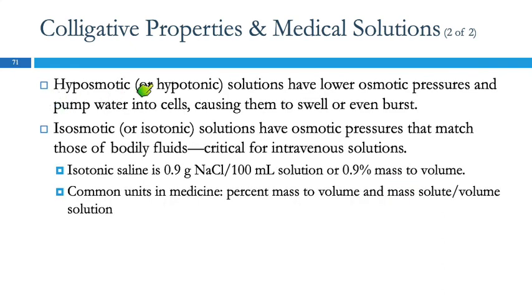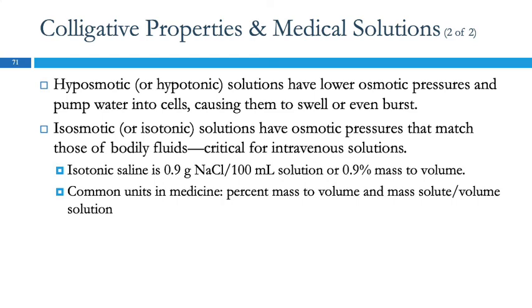So hypoosmotic or hypotonic will pump water into the cells, causing them to swell or burst. And what you want is isoosmotic or isotonic fluids. So isotonic saline is 0.9 grams of sodium chloride per 100 milliliters of solution, which would be equivalent to a 0.9% mass to volume concentration. So why would they use grams over milliliters? Because it's easy to measure.